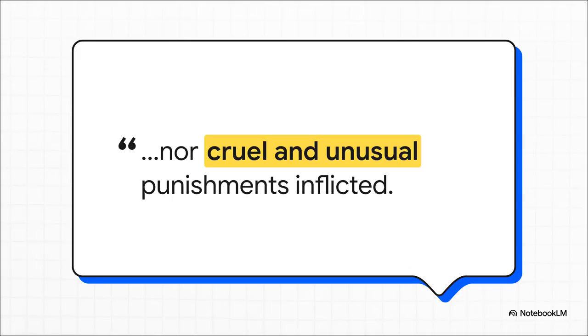And what about after a trial? That's where the Eighth Amendment sets the limits. It forbids excessive bail and fines, and it gives us this powerful and still debated phrase, no cruel and unusual punishments. The core idea here is actually pretty simple. The penalty has to fit the crime, and the government's power to punish is not absolute.